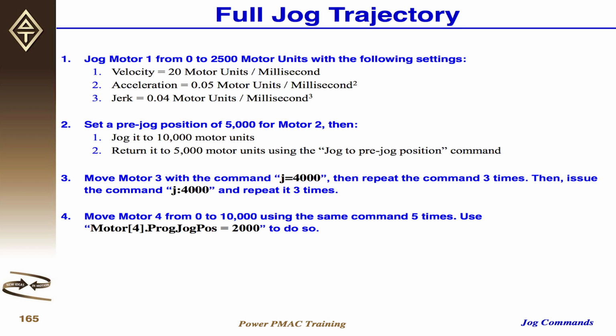So now I have some exercises for you guys. I want you all to just try these 4 moves here. This first one here is jogging motor 1 with the following settings. Notice that we are giving a velocity, an acceleration, and a jerk, not motor speed. Well, we're giving motor speed, but not TS or TA. We're giving the rates. The second one, I want you guys to set a pre-jog position and then issue a couple of jogs. The third one, I just want you guys to explore the difference between J= and J:. And then the fourth one, I want you guys to use prog jog pause. While you're doing that, I'm going to do some calculations really fast for that first one on the board.